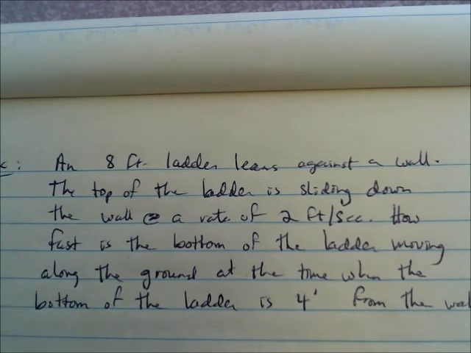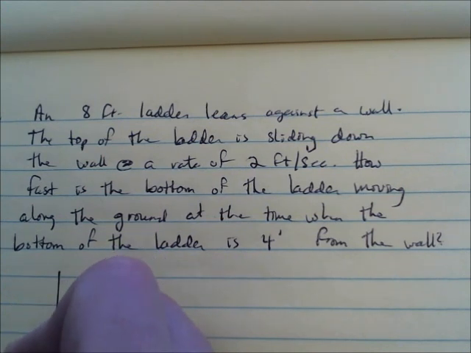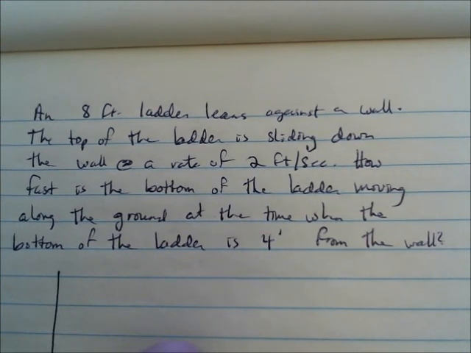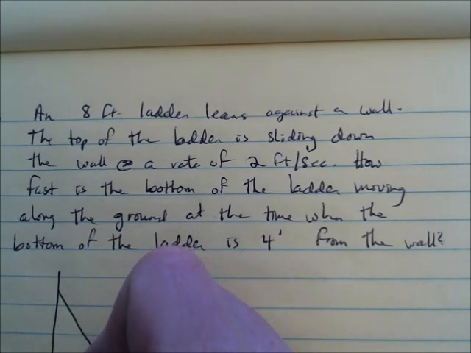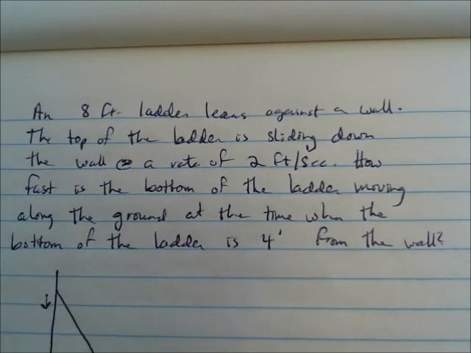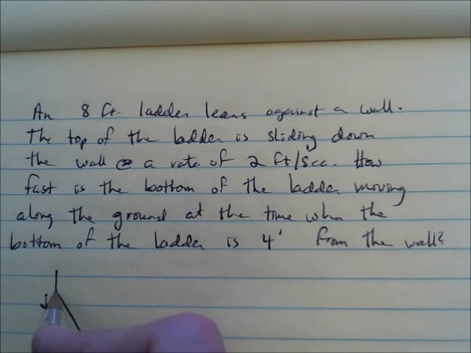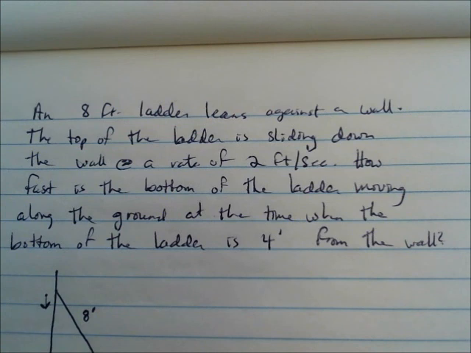So the first thing we want to do is draw a picture of this situation. Here is our wall, and here's the ground, and here's the ladder leaning against the wall. What's happening is this ladder is falling down the wall in this direction. Because this ladder is a rigid 8-foot ladder, this is not changing at all, so I'll just label this as an 8-foot rigid ladder. The bottom of the ladder is moving in this direction.